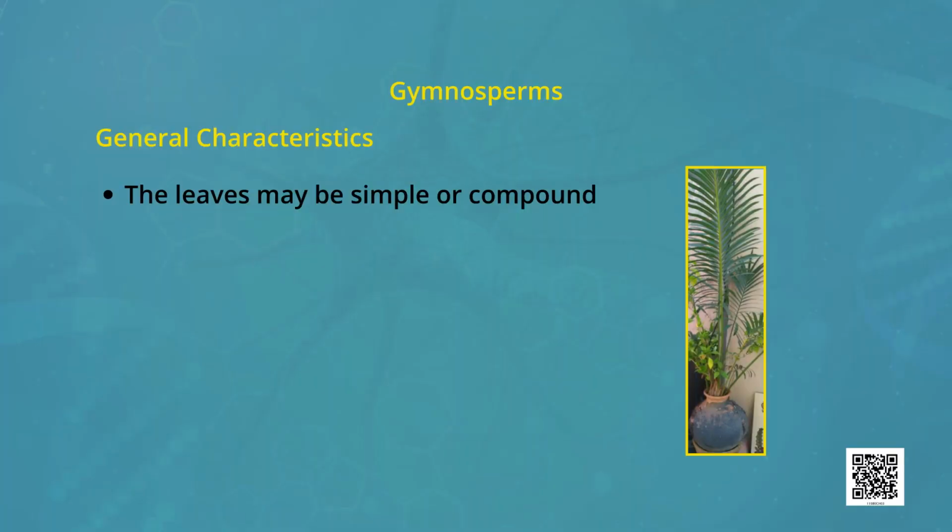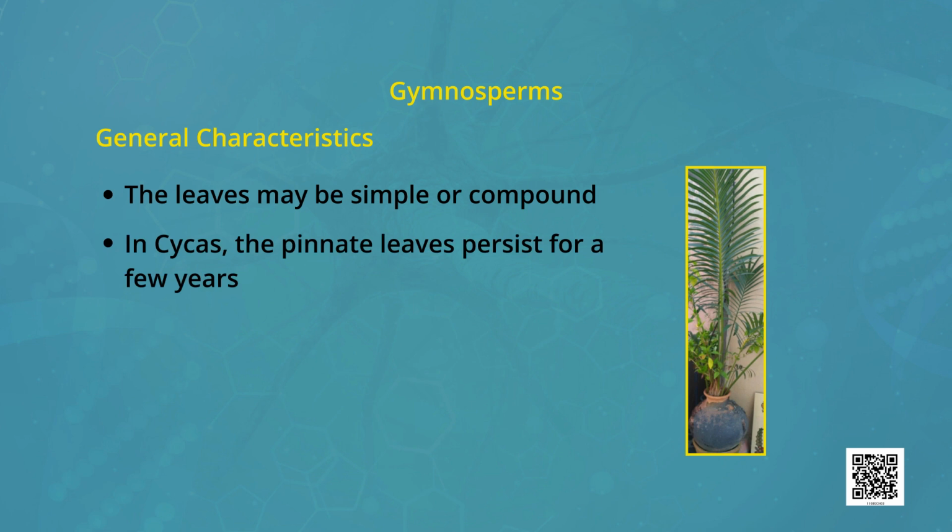We also find variety in the type of leaves. They can be of simple type or of compound leaf type. In Cycas, the leaves are pinnately compound. They are thick and leathery and have a thick cuticle. These leaves remain on the tree for a few years.